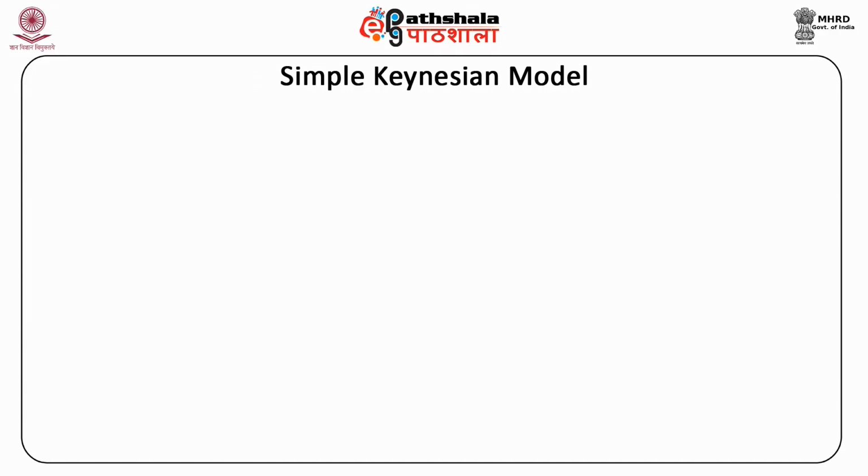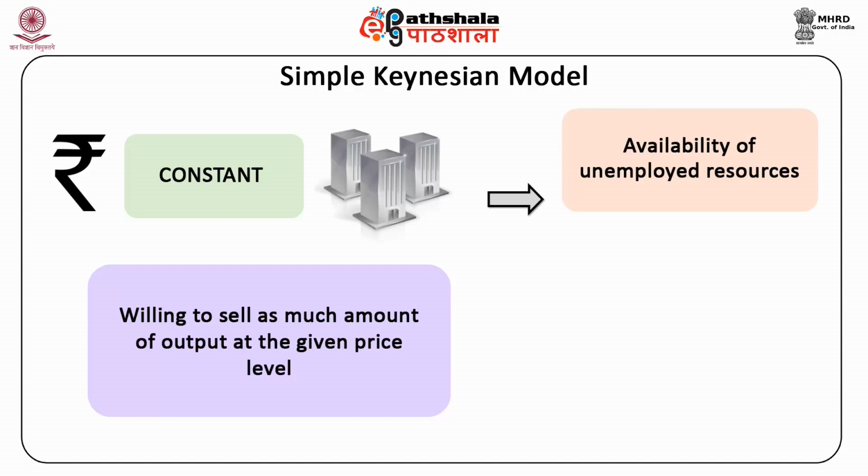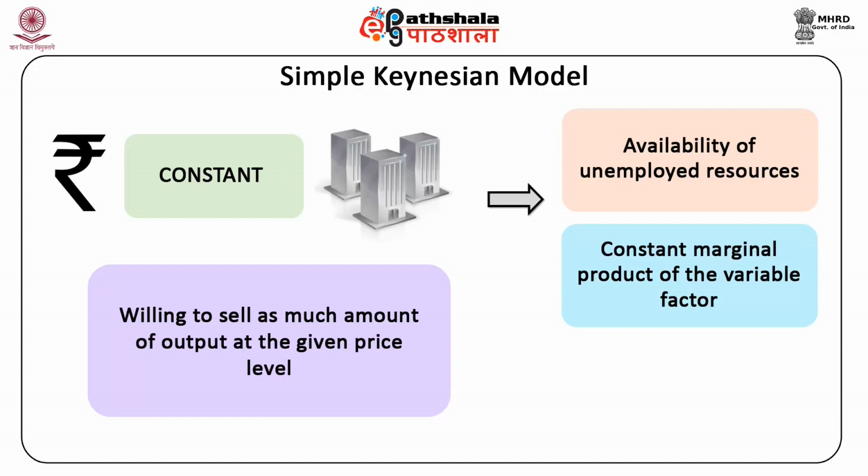The basic assumption in this model is that prices are constant and firms are willing to sell as much output as is demanded at the given price level. That is, aggregate supply is perfectly elastic at the given price level. This assumption implies the availability of unemployed resources and a constant marginal product of the variable factor.